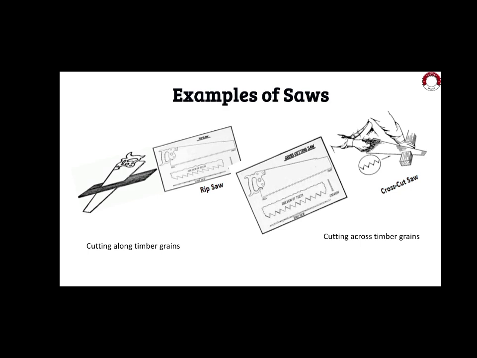Then we have another one that is called the cross-cut saw. With the cross-cut saw, you can see a hand of a man there cutting timber into half. The man is cutting across the grain. When I use the word grain, I mean the natural lines that are found in timber. When you cut across those lines, you are using the cross-cut saw.